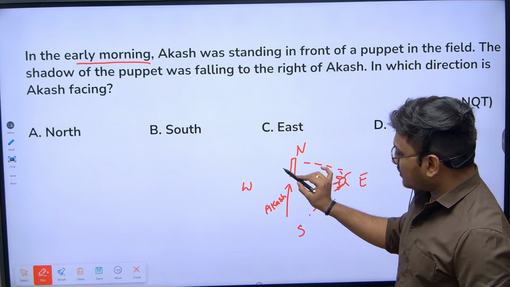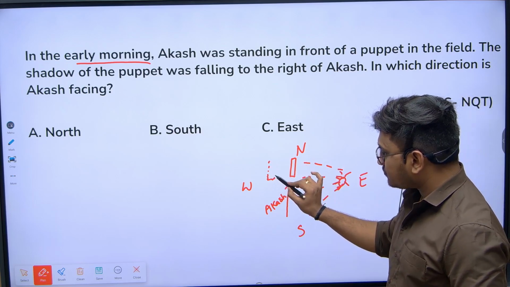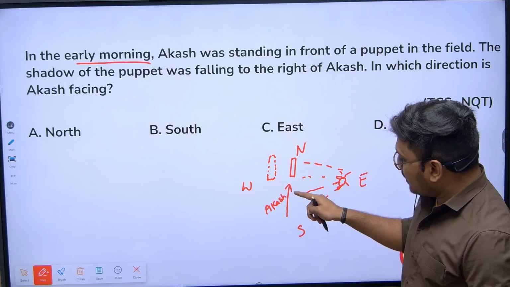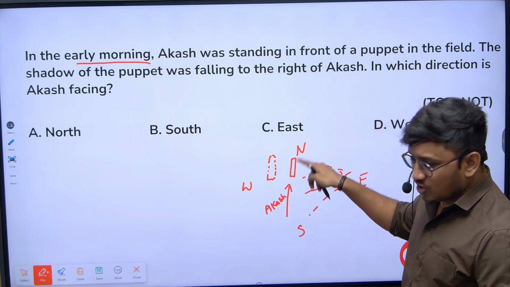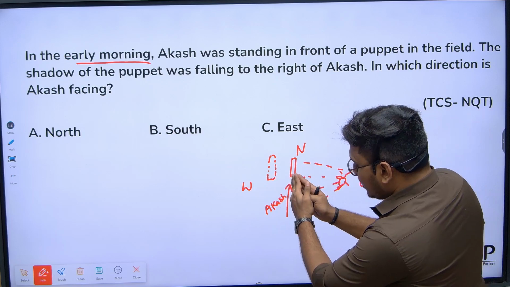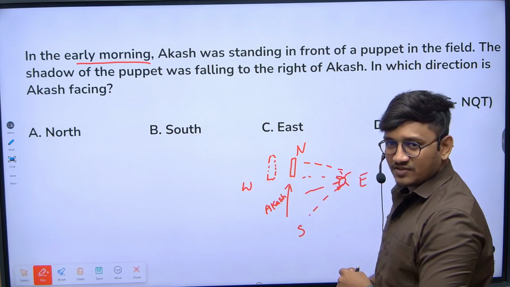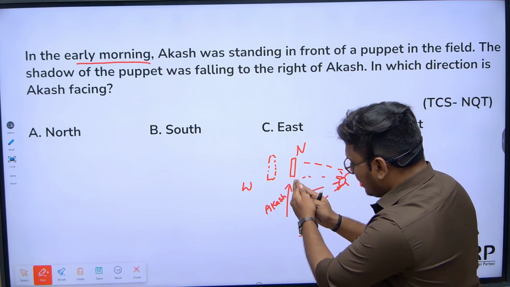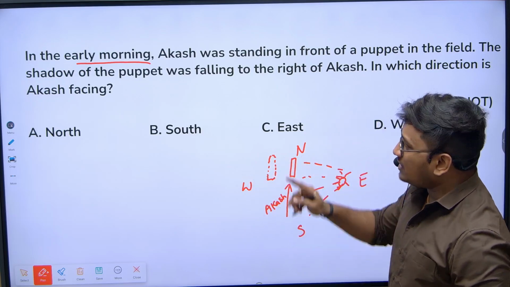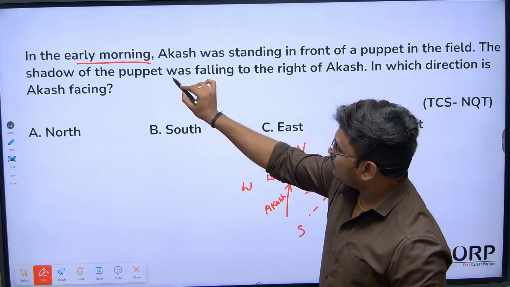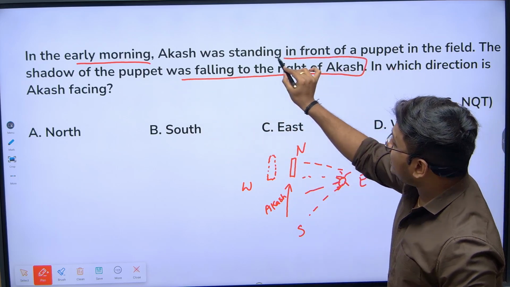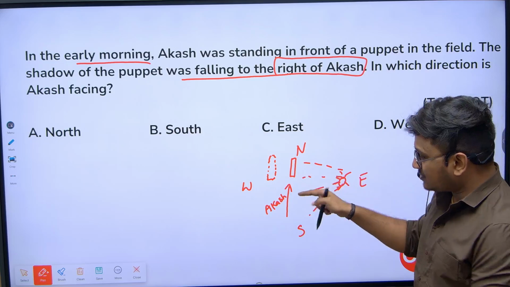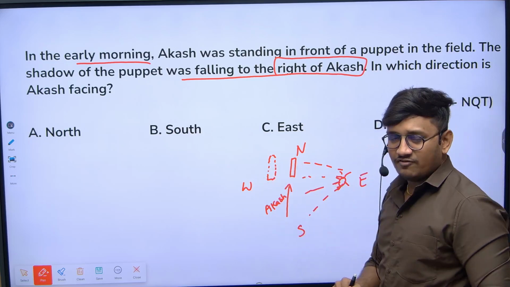Now let's assume the shadow of the puppet falls like this, on the other side. If Akash is facing towards north, the shadow will be on Akash's left-hand side, right? So the shadow of the puppet is falling on Akash's left side. But the condition says the shadow of the puppet was falling to the right side of Akash. Now when Akash is facing north, the shadow is falling on the left side of Akash.